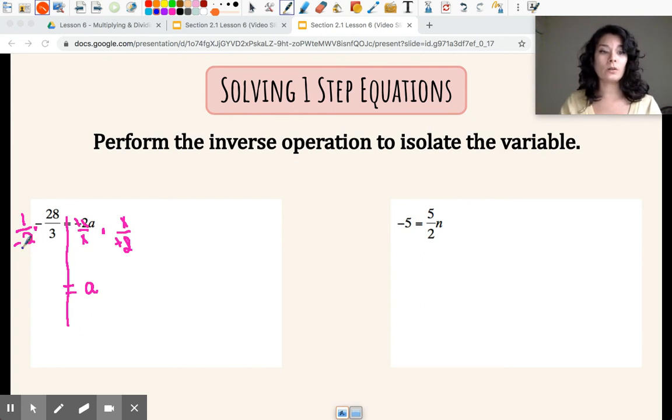2 can go into all even numbers, so I can divide these by 2. 2 divided by 2 gives me 1. 28 divided by 2 gives me 14. We're just cutting 28 in half.